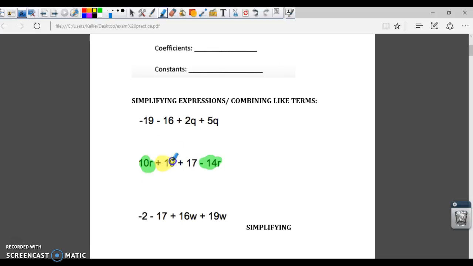Okay, and then we have this. That's a positive 19. Remember, I like to call those naked numbers because they don't have variables, but they ain't got any clothes on. And then you have a positive 17 here because this one doesn't have a variable either.